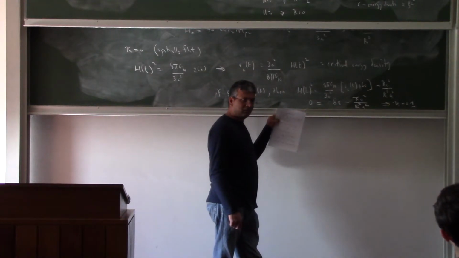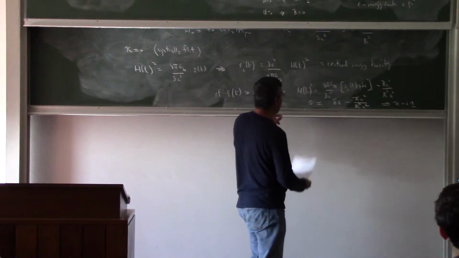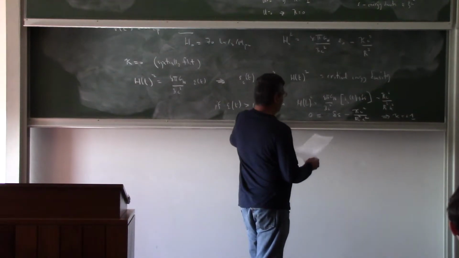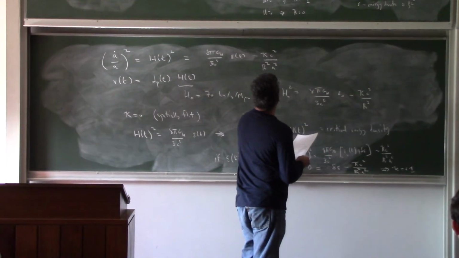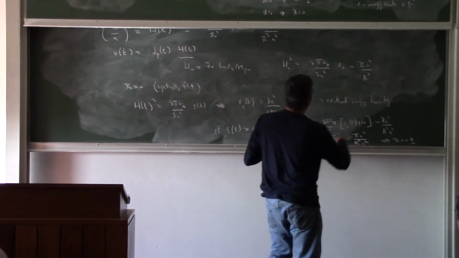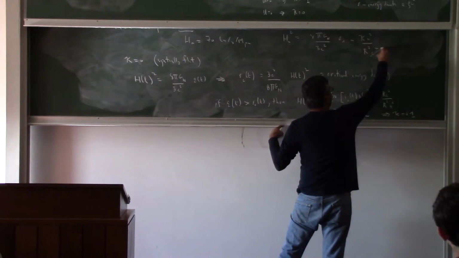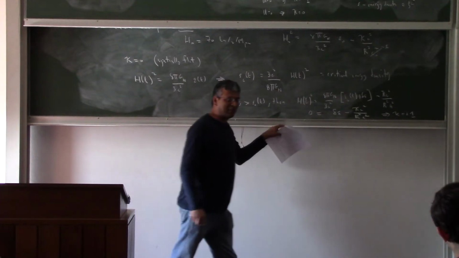Okay? What did the a squared come from? There's a 1 over a squared in the Friedmann equation. But this is a 0 squared, which is 1.